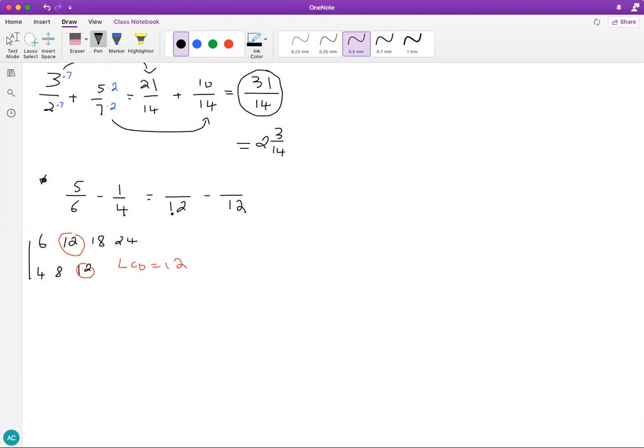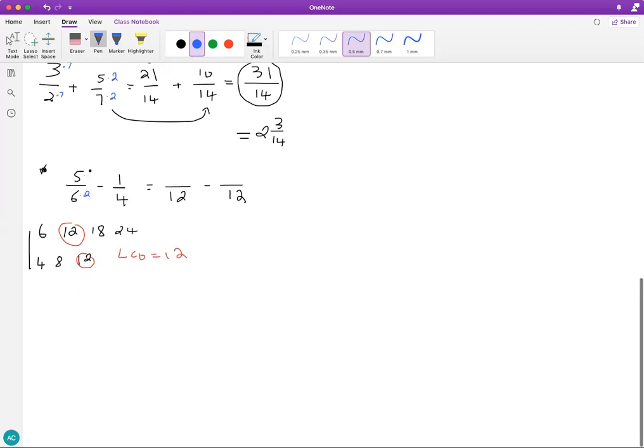Now, how do you get from 6 to 12? We times by 2, right? The top also by 2. So this one is equivalent to this fraction: 6 times 2 is 12, 5 times 2 is 10. What about the next one? Times by 3, and the top also by 3. So you get your fraction here, 3 over 12. These are equivalent again.